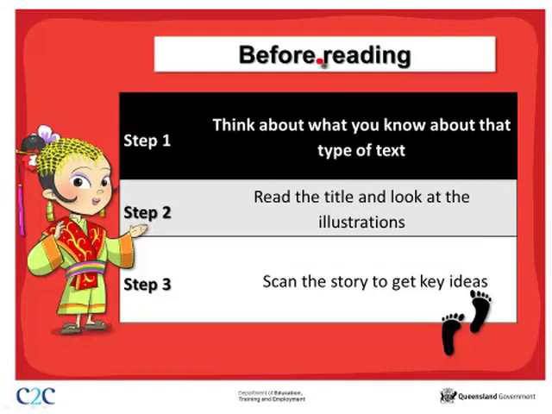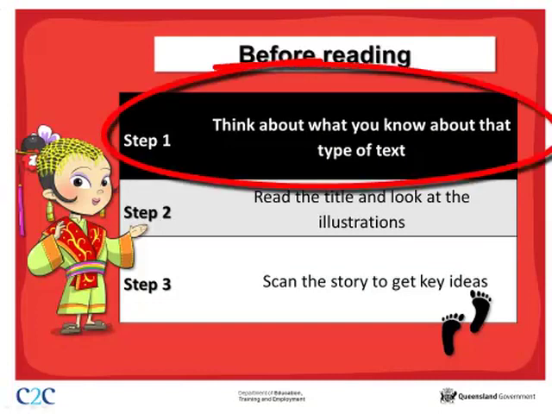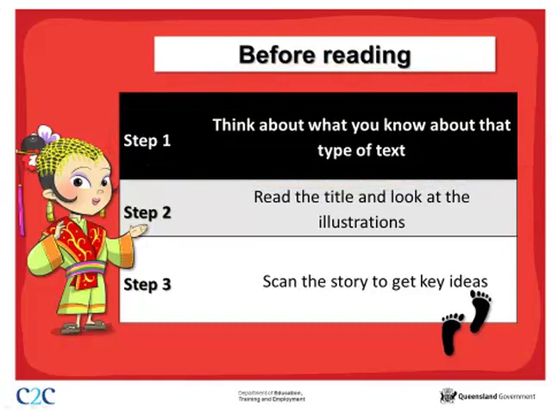The first step before reading is to think about what type of text you are reading. Is it a narrative? If it is, it will have an orientation, a complication, and a resolution. Perhaps it's a traditional story. If it is, its purpose may be to teach a lesson. The second step is to read the title and look at the illustrations. This helps you to predict what the story will be about.